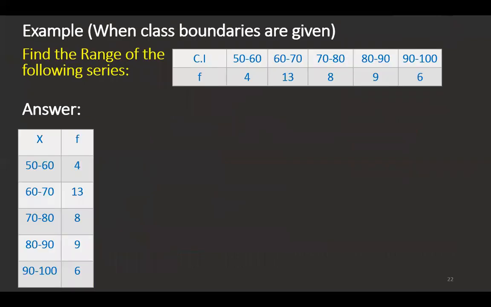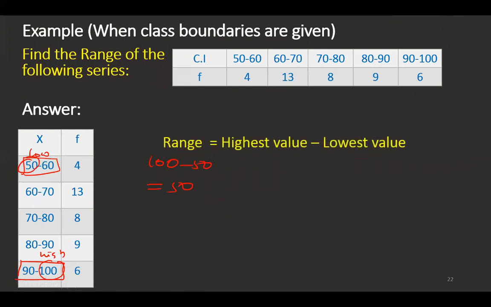Now we'll move on to this. This is what is given. It is very simple here. Which is your highest value? The highest class interval is this one. The lowest class interval is this one. This is low, this is high. From high, I'll take the larger value, 100. From low, I'll take the smaller value, that is 50. So my range will be 50. Range is highest value minus lowest value. So it is 100 minus 50, that will be 50.